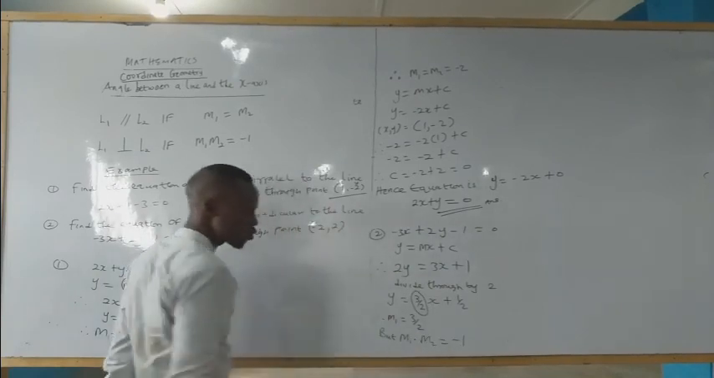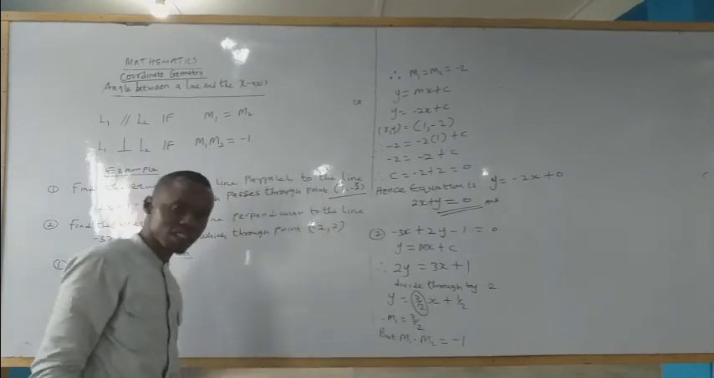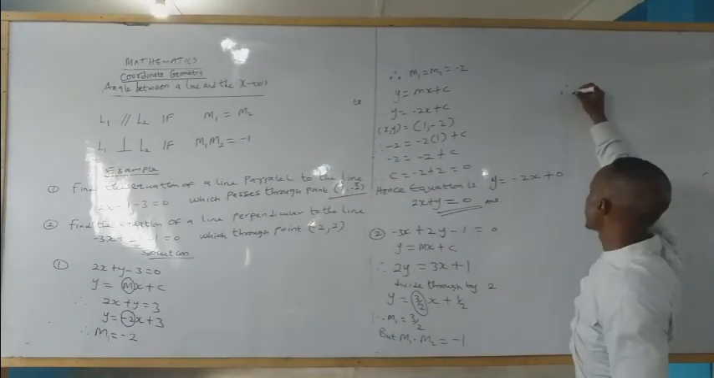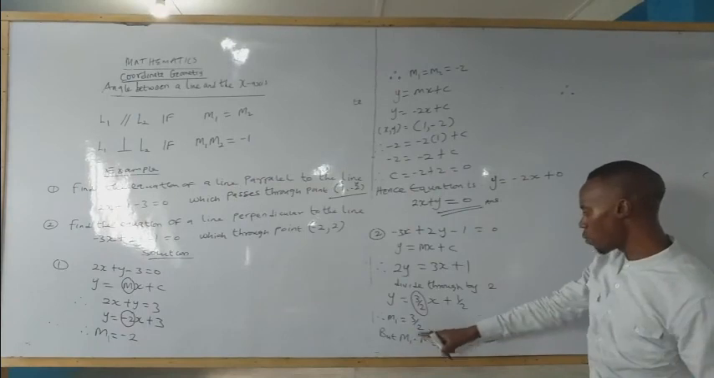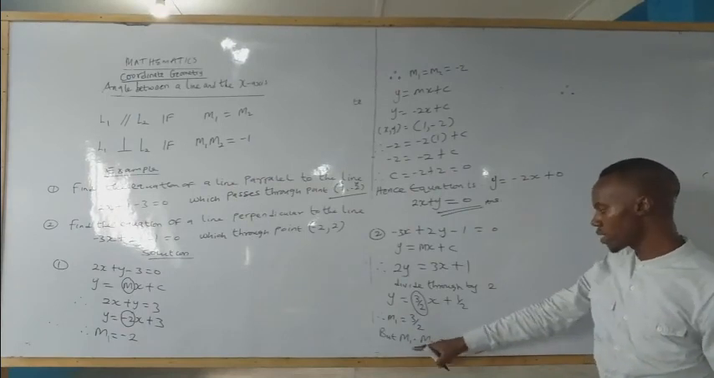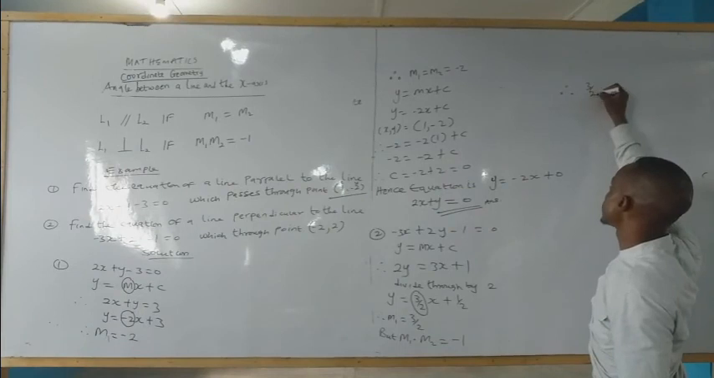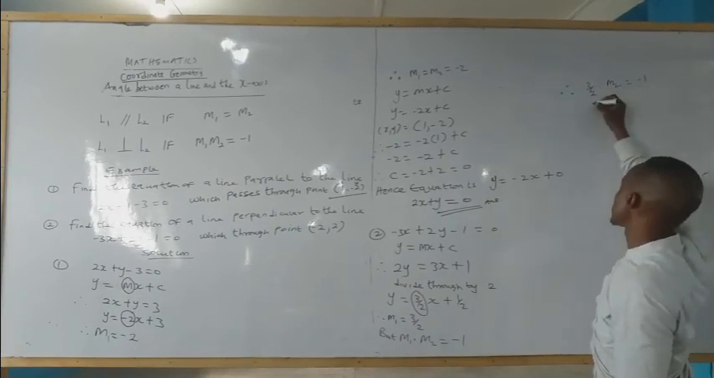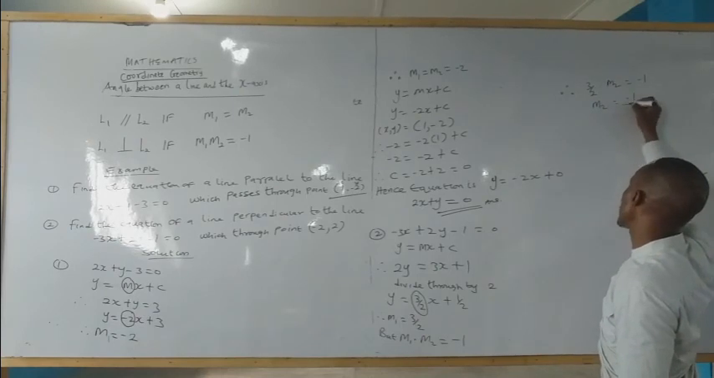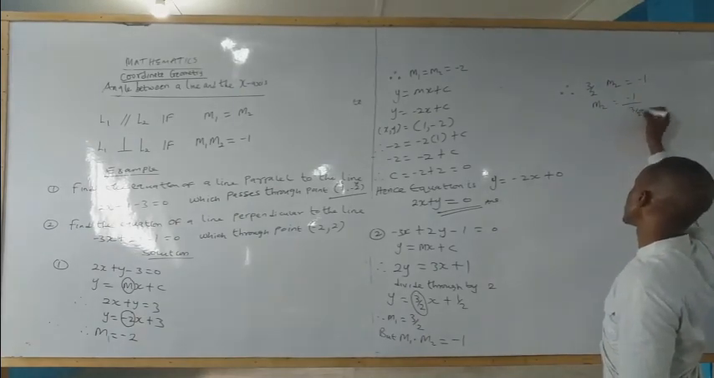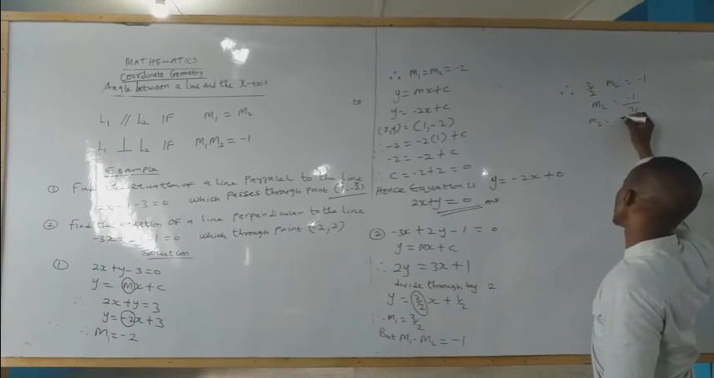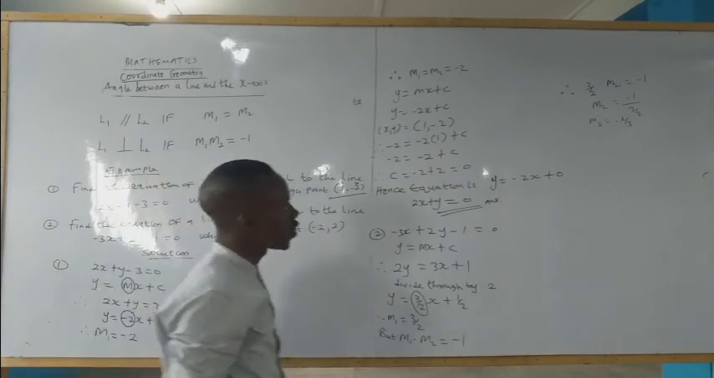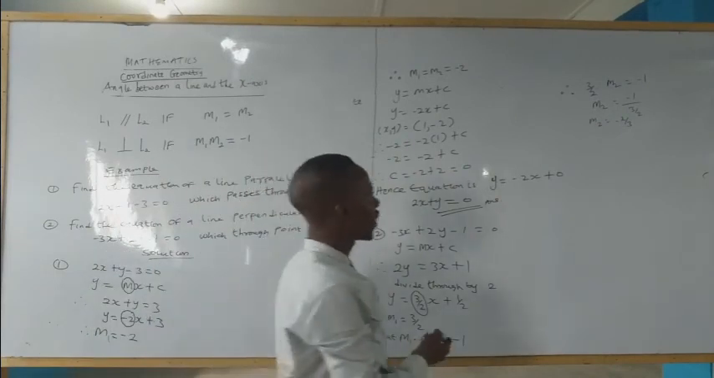So m1 times m2 is equal to minus 1. I want to get m2, the gradient of the second equation. So I'm replacing m1 with 3 over 2. 3 over 2 times m2 is equal to minus 1. So m2 is equal to minus 1 over 3 over 2. m2 is equal to minus 2 over 3. So that's the gradient of the second equation.